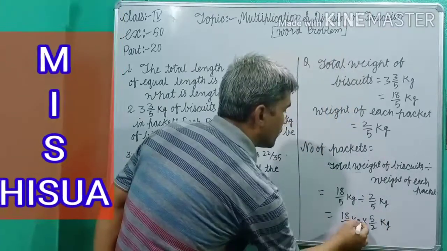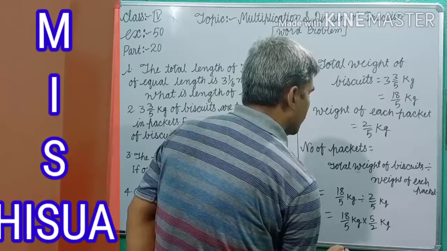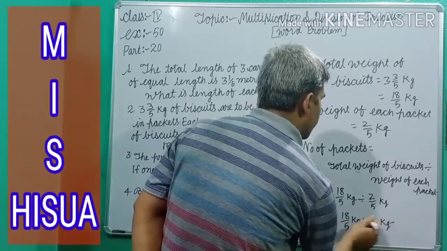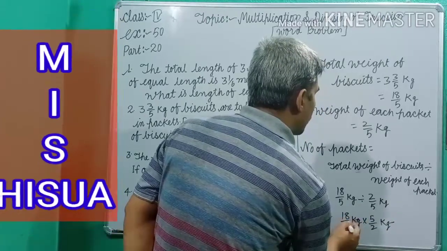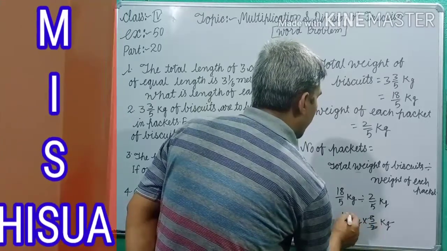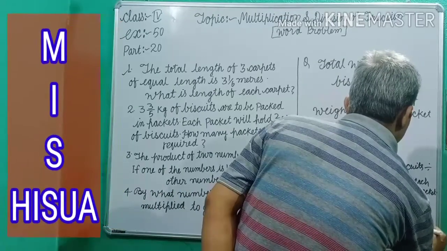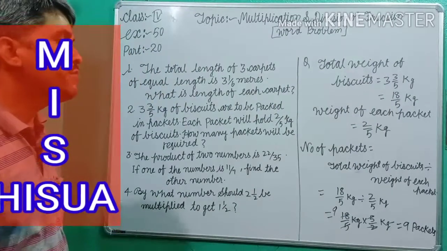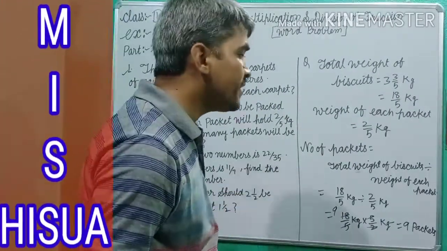Now, kg cancels because kg is above and kg is below. So, dear students, 5 cancels, 2 nines are 18. That means 9 packets. How many packets will be packed in biscuits? 9 packets. Number of packets is 9.